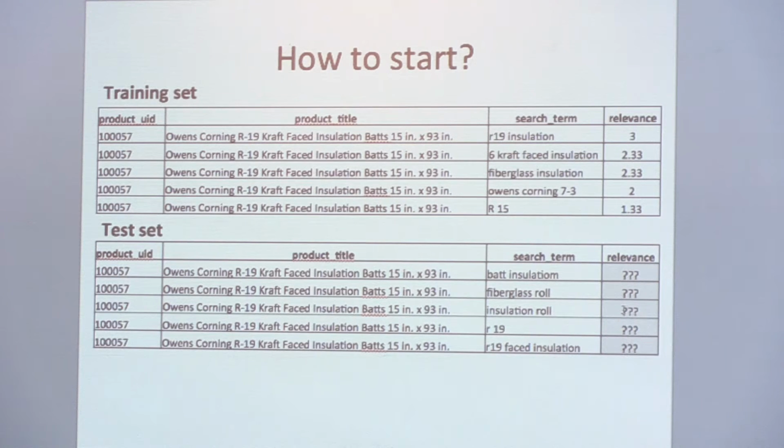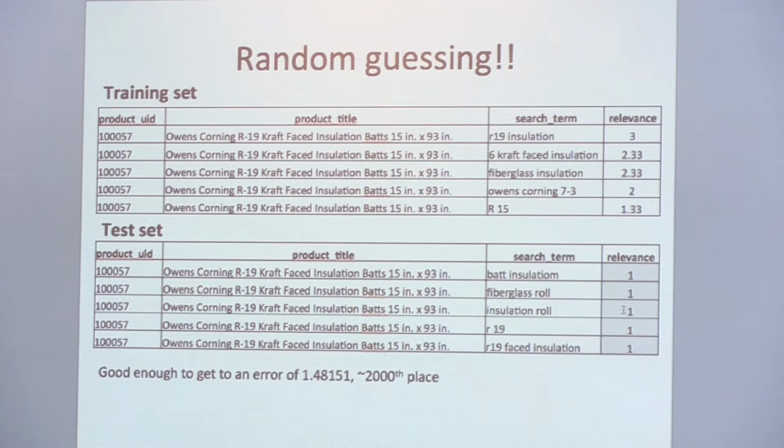So how do you start? It's daunting. There's a lot of information, a lot of words and product IDs, and it's difficult to know where to start at the beginning. So a good start is just to randomly guess. Just chuck in random numbers for relevance between 1 and 3 and see what happens. And so we got an error of 1.481, 2,000th place.